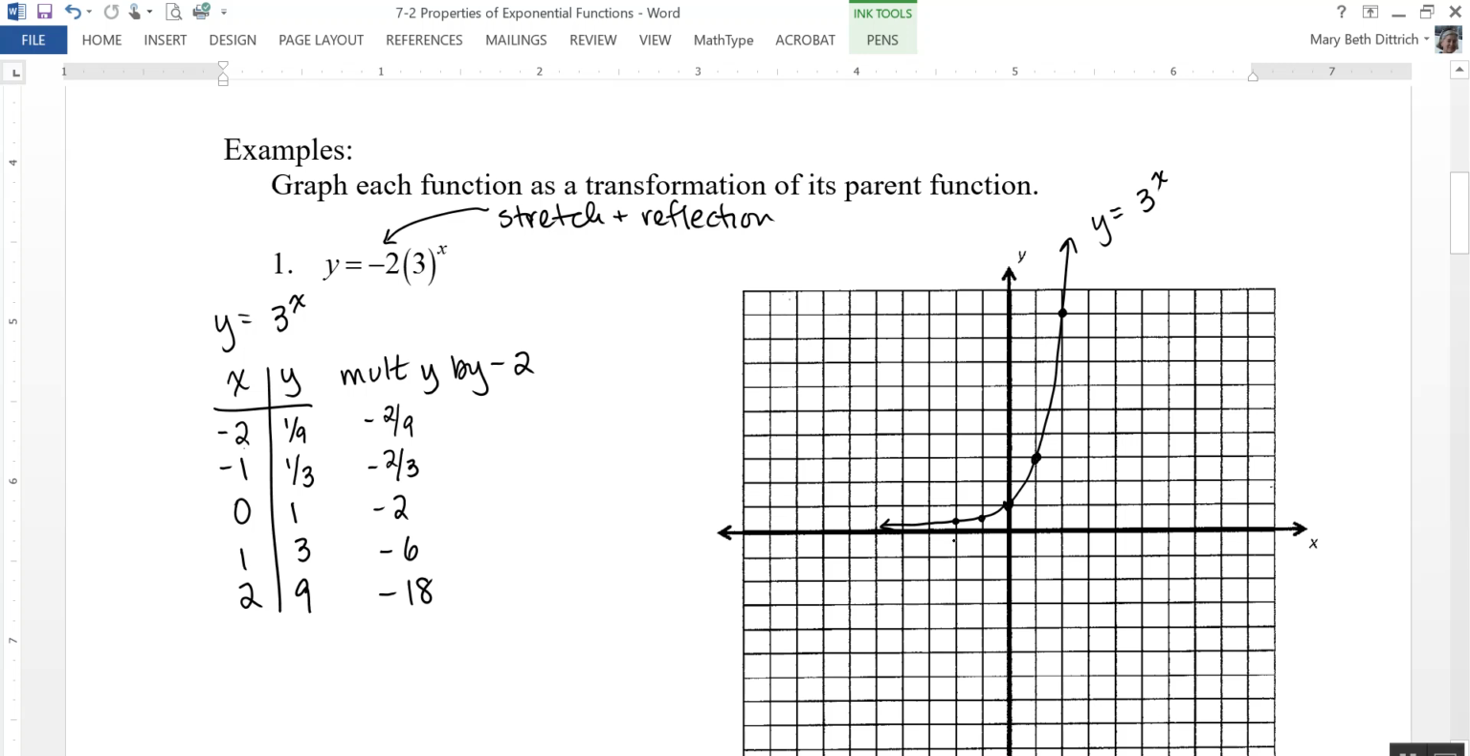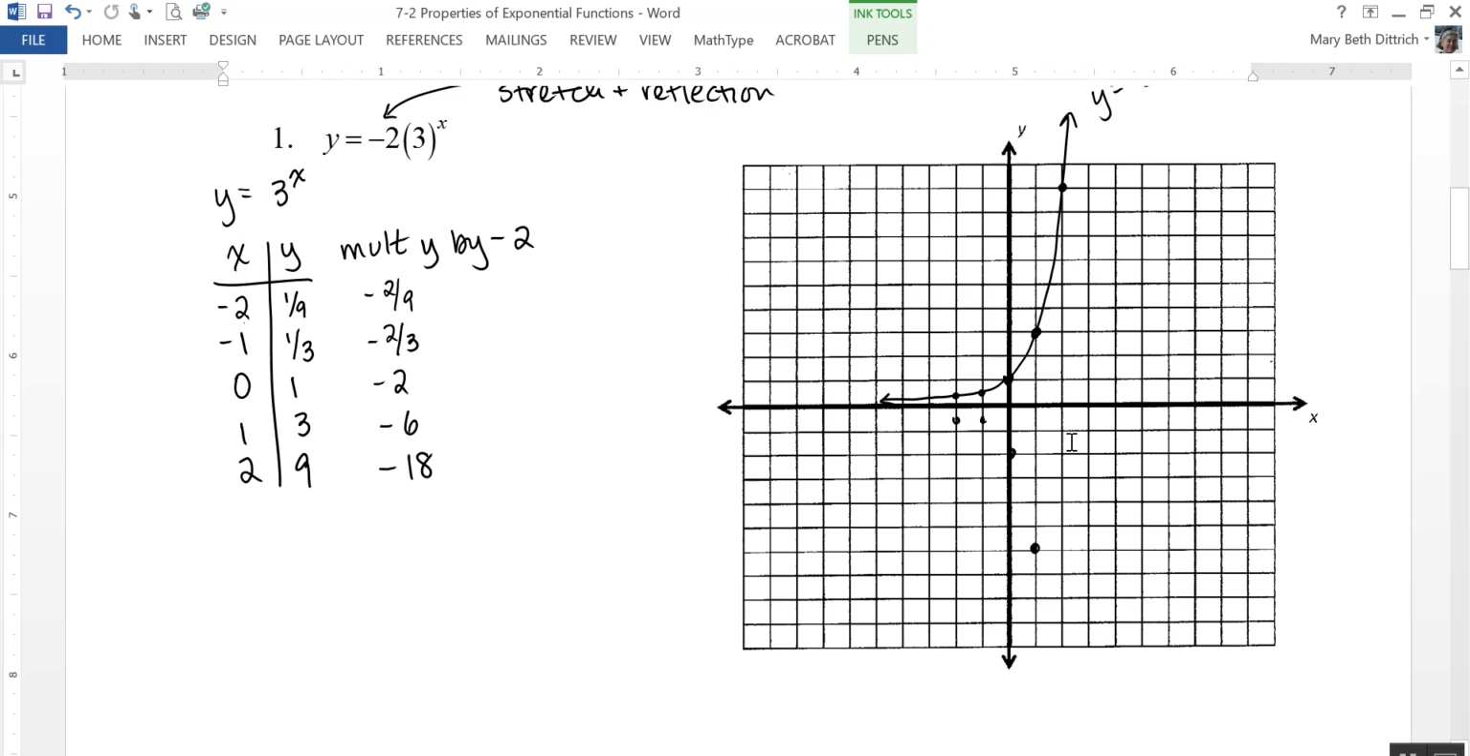So negative 2, negative 2/9. Okay, I can't really graph that. Negative 1, negative 2/3. 0, negative 2. 1, negative 6, and this one's going to go off the graph. 2, negative 18 is going to be way down here. So then this is going to look like this. And again, the x-axis is my asymptote. It does not touch it there. So you can see that it's stretched a little bit, and it is definitely reflected over the x-axis.